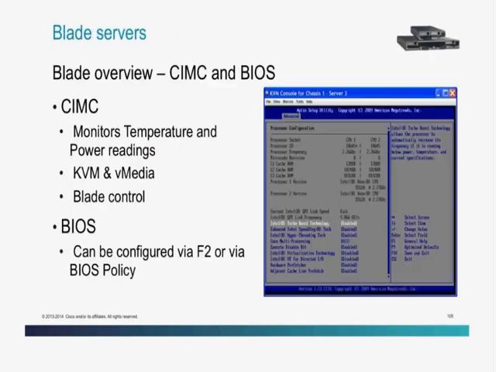Let's move ahead to the blade servers. With blade servers, the two components that we are going to look at right now are the CIMC and the BIOS. I guess you might be aware of CIMC, but I'll reiterate it for you. It's the Cisco Integrated Management Controller. It is used for monitoring the temperature, power reading, the sensors, everything for the blade. KVM and vMedia are managed through CIMC, along with basic blade control. BIOS, all of us are aware of, we have BIOS on our computers also. Through UCS, if you want to configure the BIOS for the server, you can either press F2 when the blade boots, or else you can have a BIOS policy configured on your UCSM.